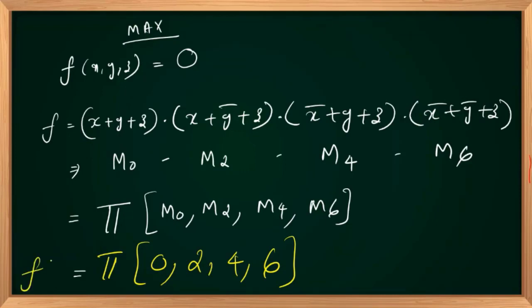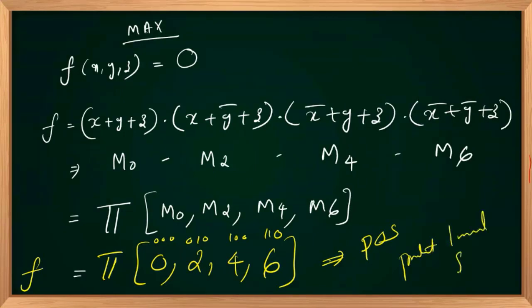Function f. So all these combinations, 000, 010, 100, then 110, which is 6. For all these combinations of x, y, z, your function will be 0. And this is product of individual sums. So it's a POS form. Product of individual sums form, POS form.